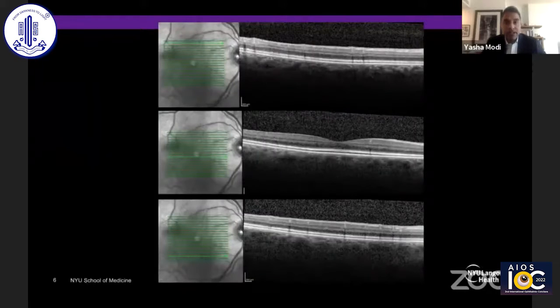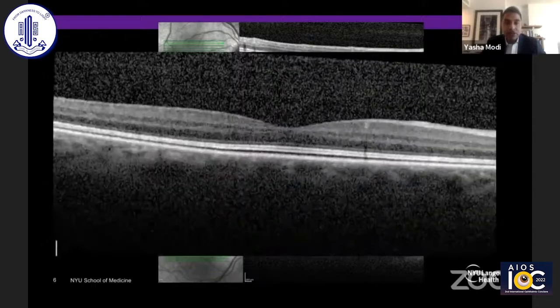And if we go through the scans, this is the right eye, both superior, in the center, and inferior to the fovea. And we can see that there is this uniform IZ RPE separation throughout the entirety of the macular cube. And this is just a close-up to really highlight the fact that this is not an artifact, but rather a true splitting between the IZ and the RPE.